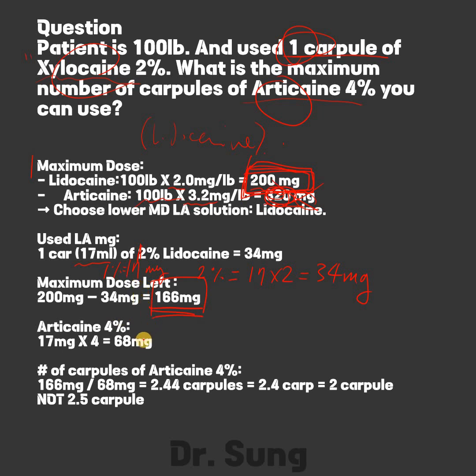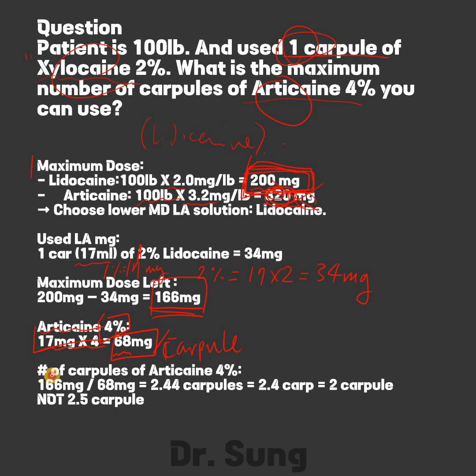So now we are going to change our gear to Articaine. Articaine has a 4%. One of the reasons why Articaine is more toxic is because it has a higher concentration, according to some reports, some studies. But yeah, I'm just giving you extra information. So Articaine has 68 milligram of Articaine inside one carpule, which is 1.7 milliliter. So how we calculate is 17 milligram times 4. Okay, so 68 milligram per carpule.